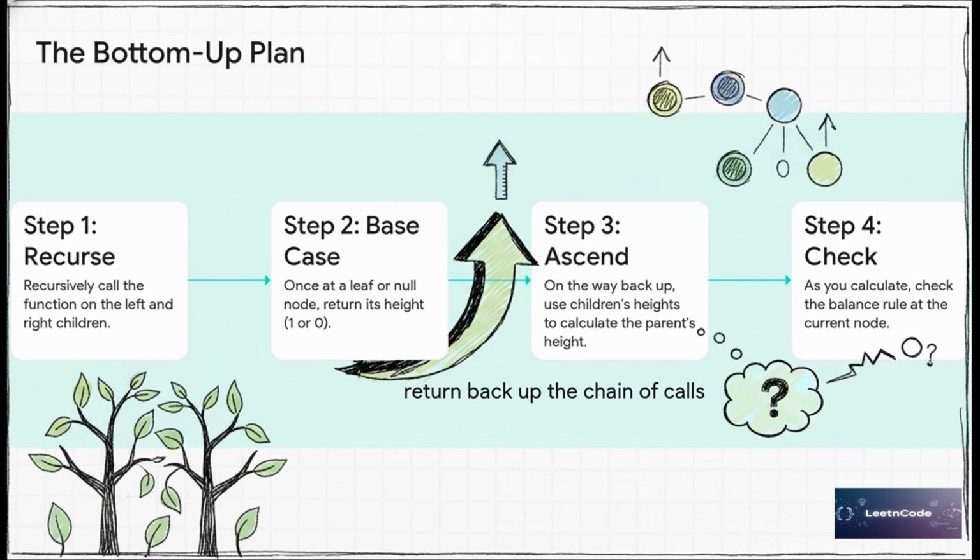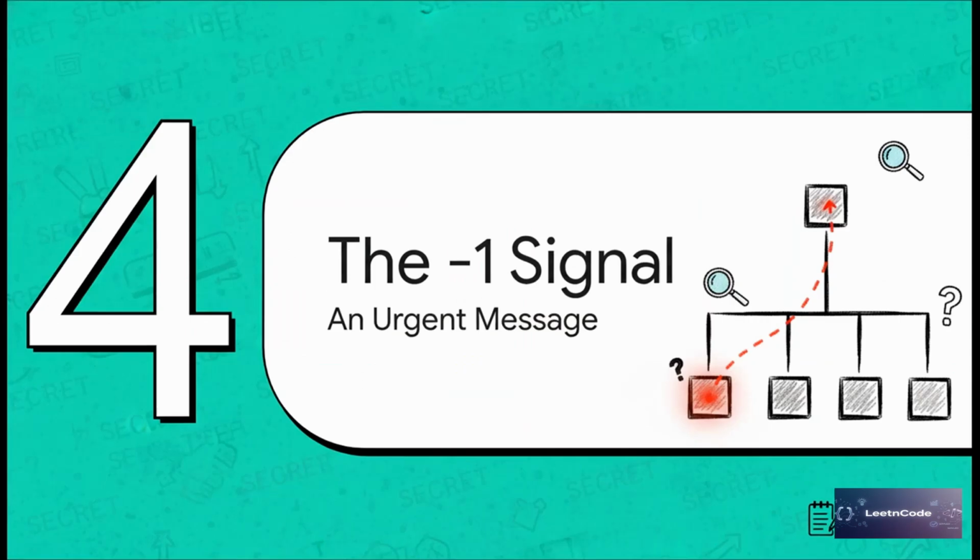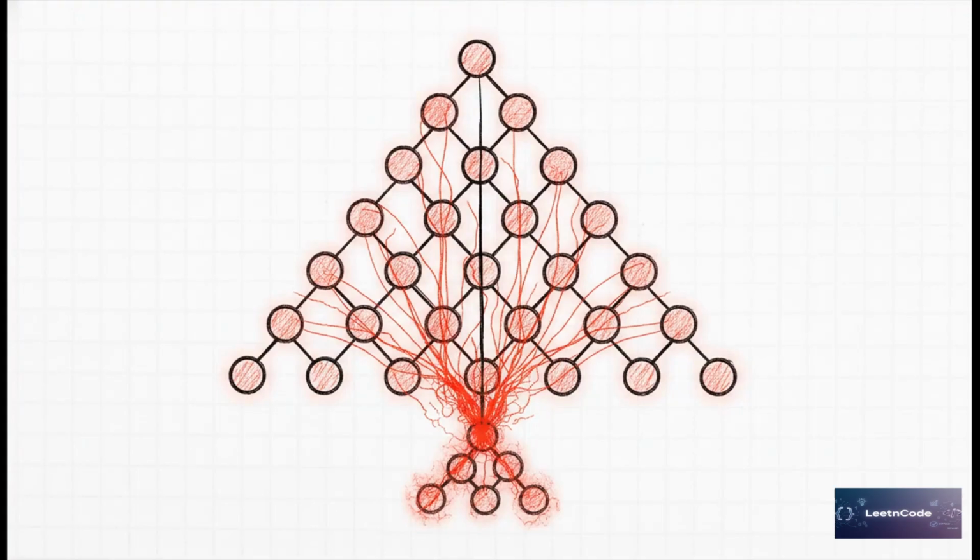How does it tell everyone else up top? This is where our detective story gets a secret weapon, a special signal, a code that a node can use to shout up the chain of command, "Hey, stop everything. This tree is unbalanced." I mean, just think about it. If one tiny little branch at the very bottom of the tree is unbalanced, the entire tree is unbalanced. We need a way to stop all the other useless calculations and just report the failure immediately.